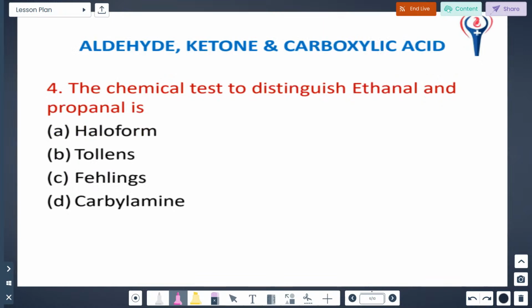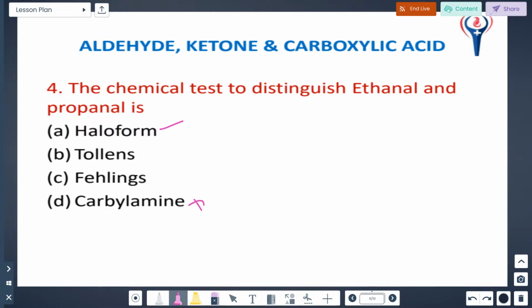The chemical test to distinguish ethanol and propanol. I have given 4 chemical tests to differentiate ethanol and propanol. Each and every one of you knows that Tollens and Fehling's are tests for aldehyde. Understood? Tollens and Fehling's are tests for aldehyde. Carboxylic, you know that this is a test for amine, but it's not an amine compound, so this will not come. Understood? This will not come.